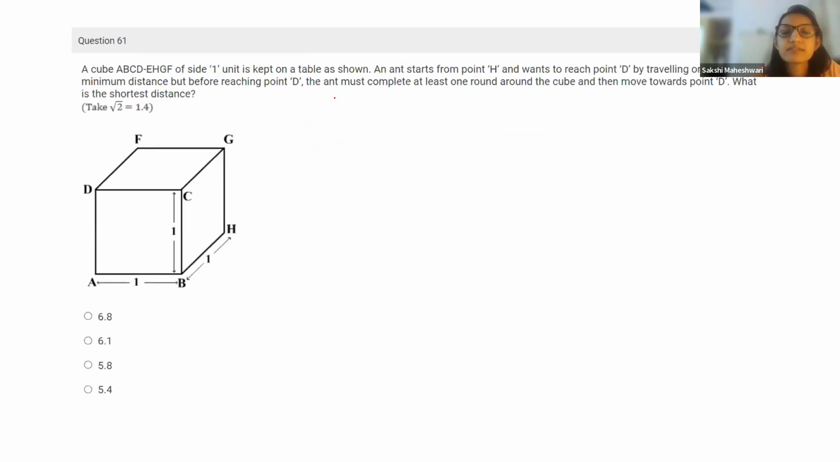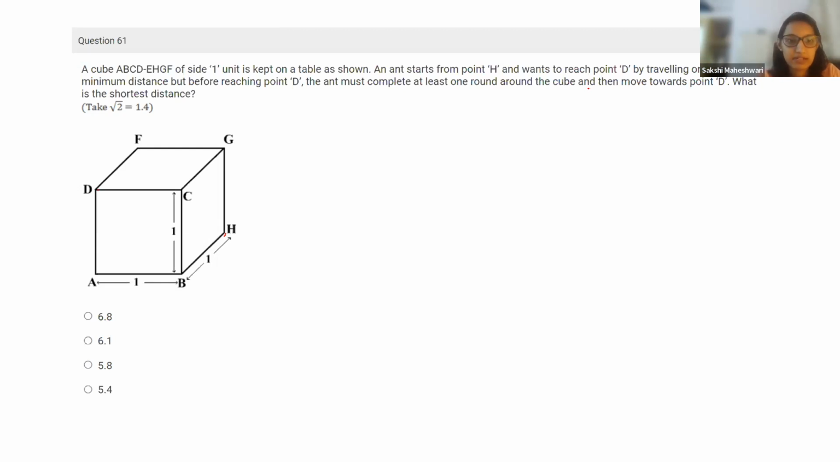Now this seems to be a typical question. I think anyone, even the 99 percentiler, should leave it in the first go because this kind of questions are very typical. So we have been given a cube ABCDEFGH of side 1 unit, and an ant starts from H and wants to reach point D by traveling the path of minimum distance. But before reaching D, the ant must complete at least one round and then move.